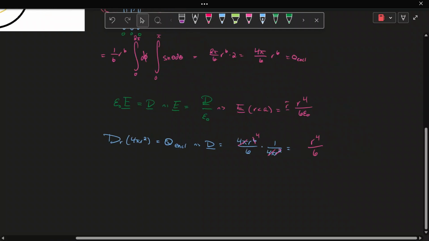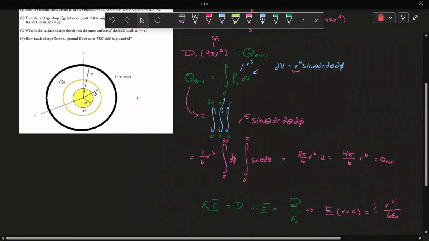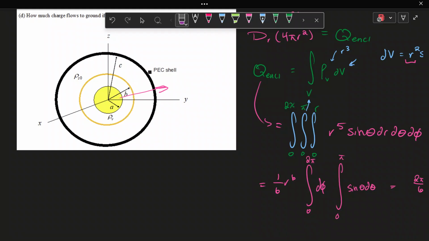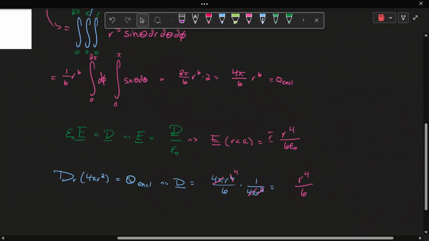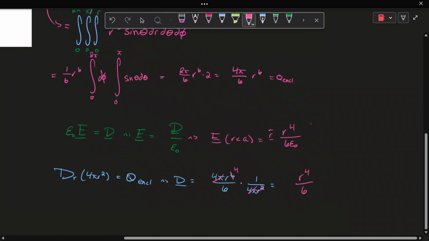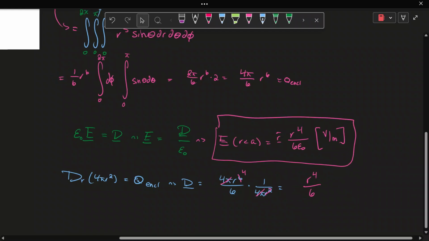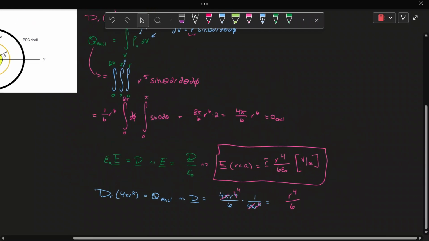And you cannot forget which way it is propagating. It is in the radial direction, going out, because any charge radiates outwards, right? At least in statics. And what are the units for this? This is volts per meter. So now this is our answer for the electric field vector when r is less than a.